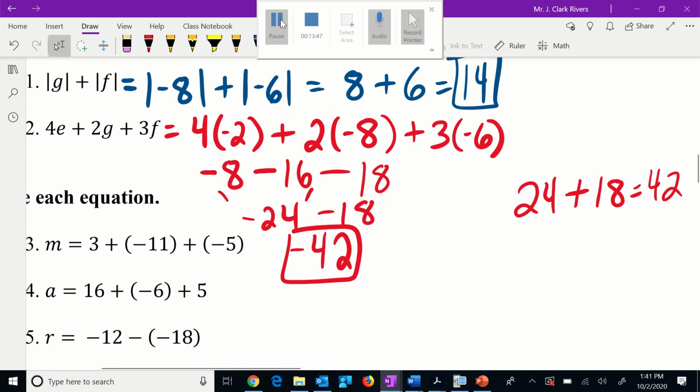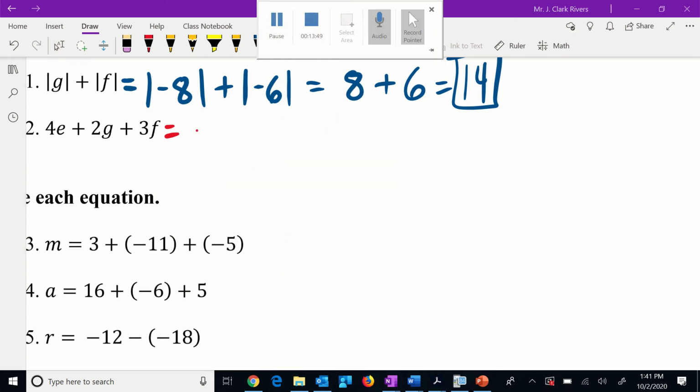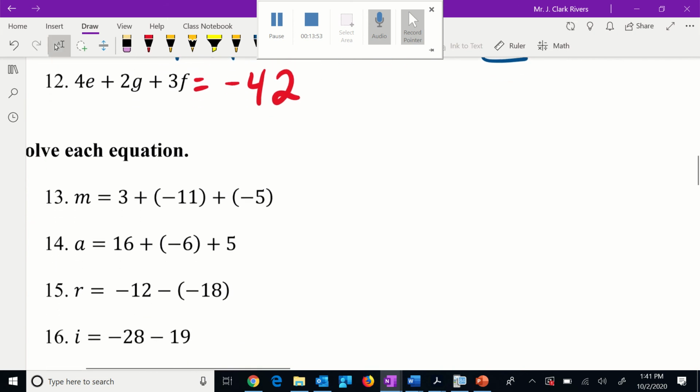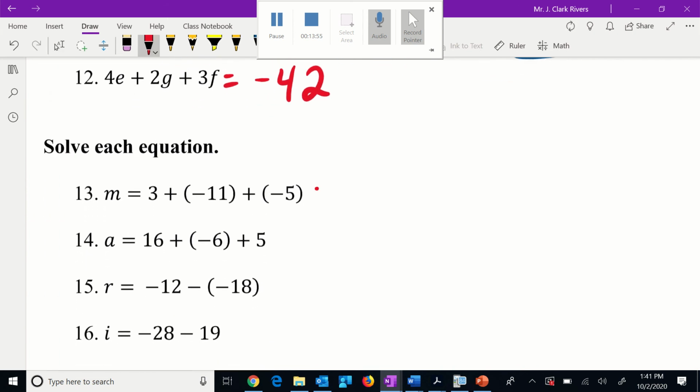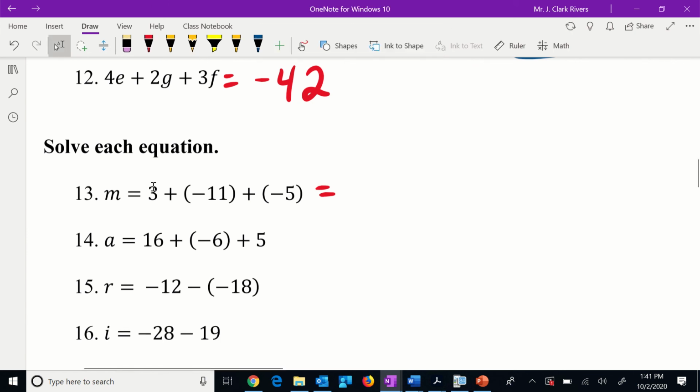So let me clear some space here. Negative 42. Make sure you do show your work for that. All right, solve each equation. M is equal to 3 plus negative 11. Well, what's 3 plus negative 11? Which number is further from 0? Negative 11 is, so we know that's going to be negative. How far is 11 from 3? They are 8 apart.